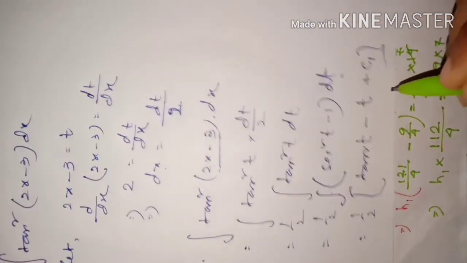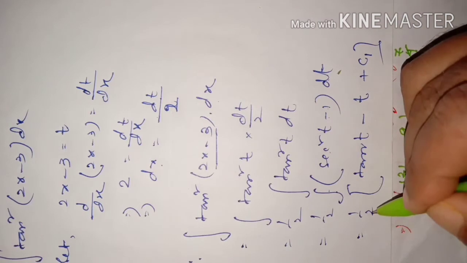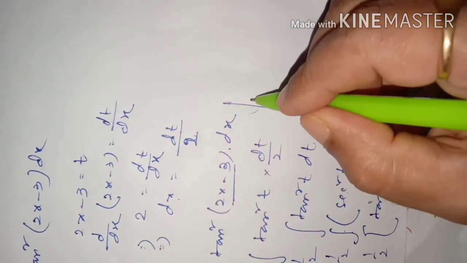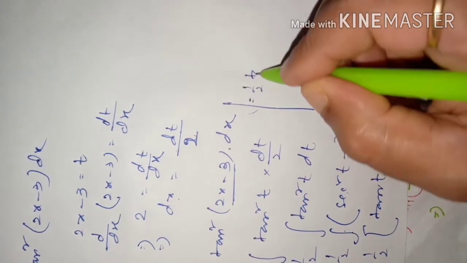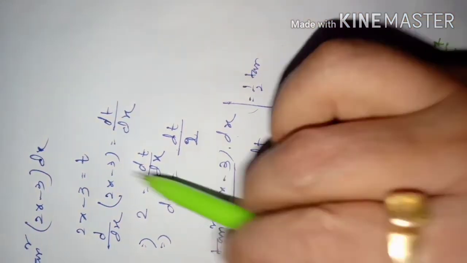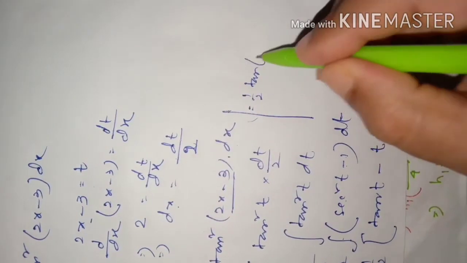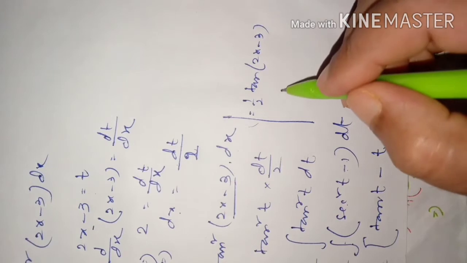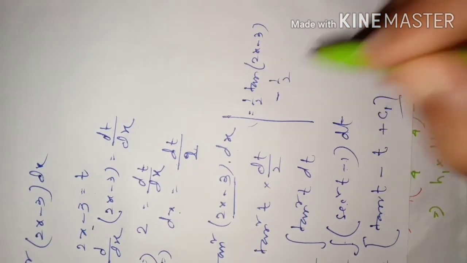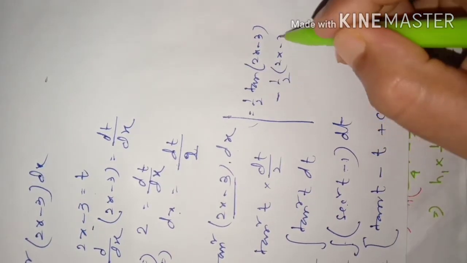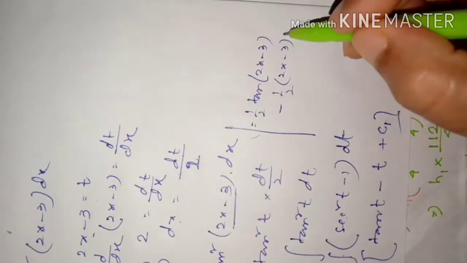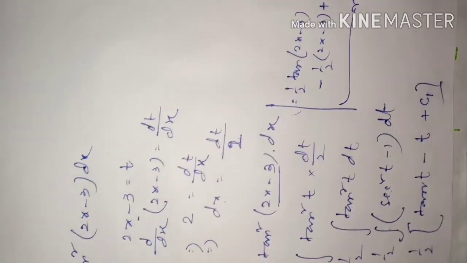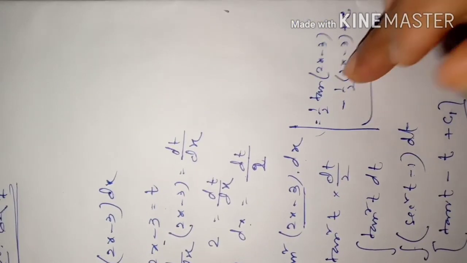So now we can change it into another new constant by multiplying by half here. So we will write like this, half into tan t. T stands for what? Twice x minus 3. Substitute here, twice x minus 3. No? Then minus half into again t. T is what? Twice x minus 3. Then half into c1 is equal to another new constant, say c. This is our answer. Okay, dear students? This will be the answer.